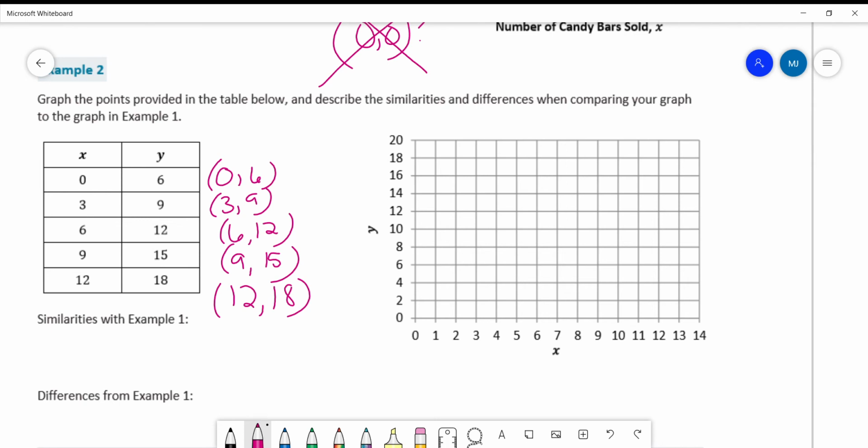So 0, 6. So from 0 to 6. From 3 to 9. Notice there's not a 9 on here, so we have to estimate between the 8 and the 10. A 6 and 12. A 9 and 15. Again, there's not a 15, so we have to estimate between the 14 and 16, and 12 and 18. I'm going to change colors.